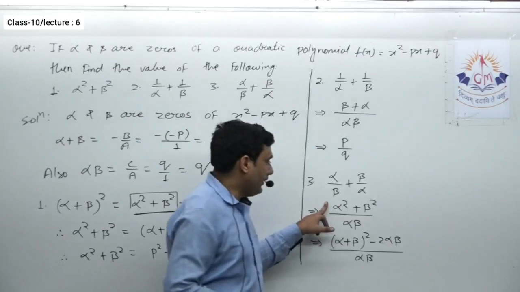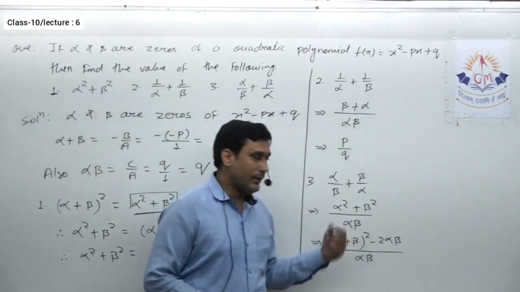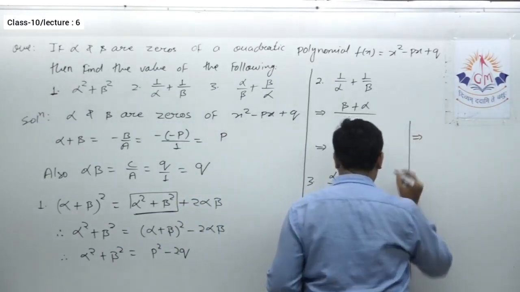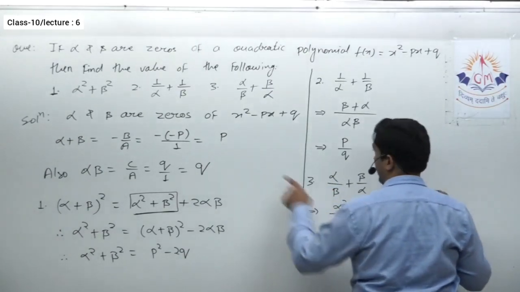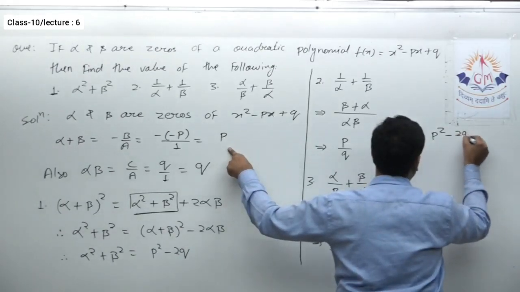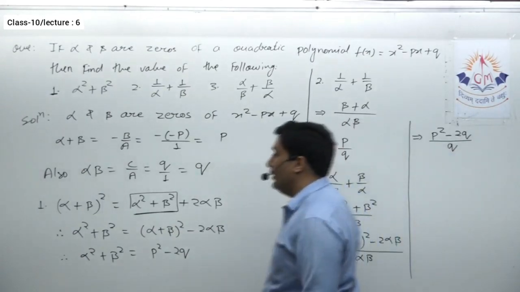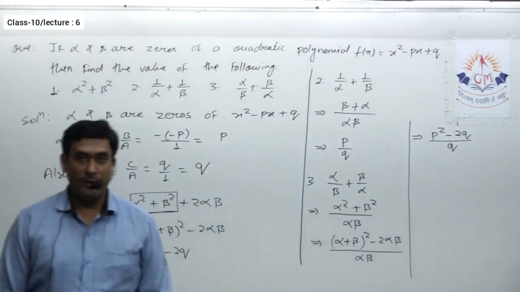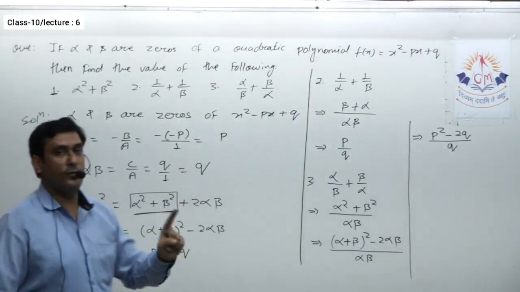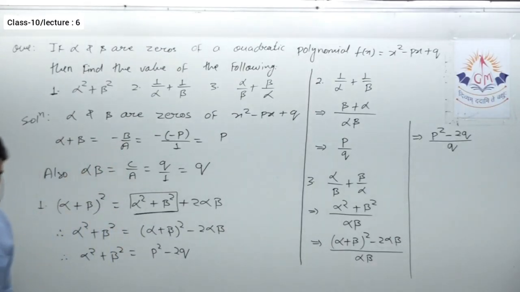At the place of alpha square plus beta square I wrote this. If you expand this, you will find they are equal. Now just you have to put the values. So next step, at the place of alpha plus beta I can write p. So it is p square minus 2q divided by alpha beta, that is q. So I hope it is clear to you that we can find the values of these types of expressions without actually finding the zeros. So please note it down, then we'll see the next question.